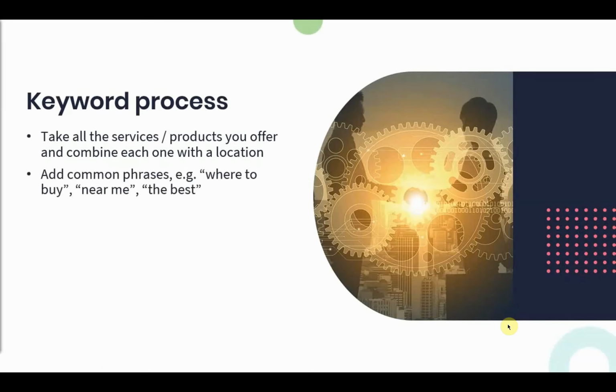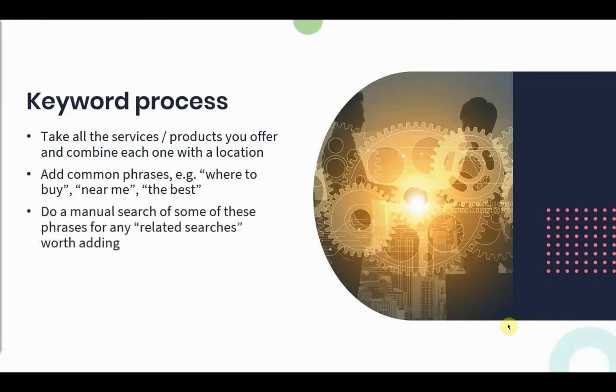Then you would do a manual search of some of these phrases for any related searches worth adding. For example, related searches are generally at the bottom of the search engine results page, which are clickable so that you can actually then search for that related search. And what this will do is it will result in many keywords to generate further ideas. Remember that we're not going to be necessarily using all of these keywords, but it's good to get a wide range or volume of keywords so that you can narrow it down to the most relevant low competition keywords.